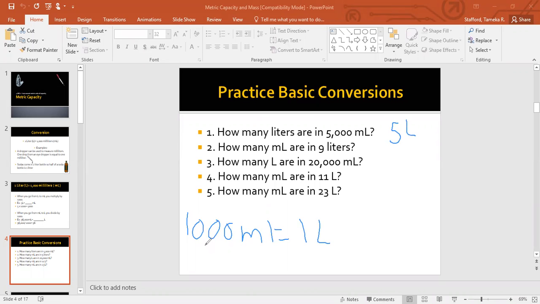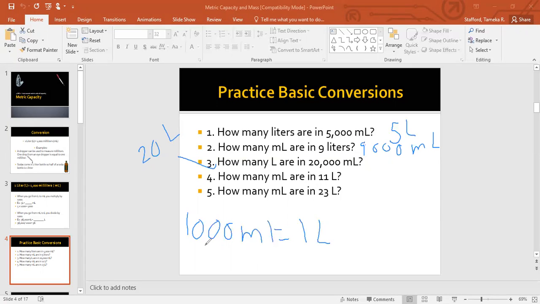Number 2, how many milliliters are in 9 liters? Again, you would multiply by 1,000, so that would be 9 times 1,000, which would be 9,000 milliliters, okay? Number 3, how many liters are in 20,000 milliliters? Well, since I'm going from a larger unit to a smaller unit, I'm going to divide. So I'm going to divide 20,000 milliliters by 1,000. So for number 3, that would be 20 liters.